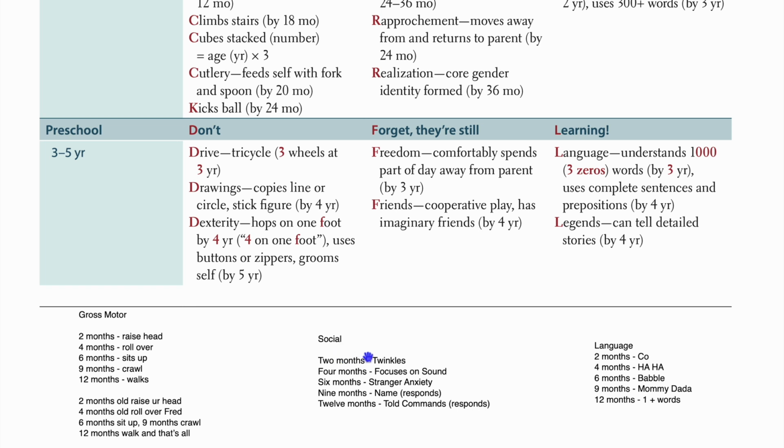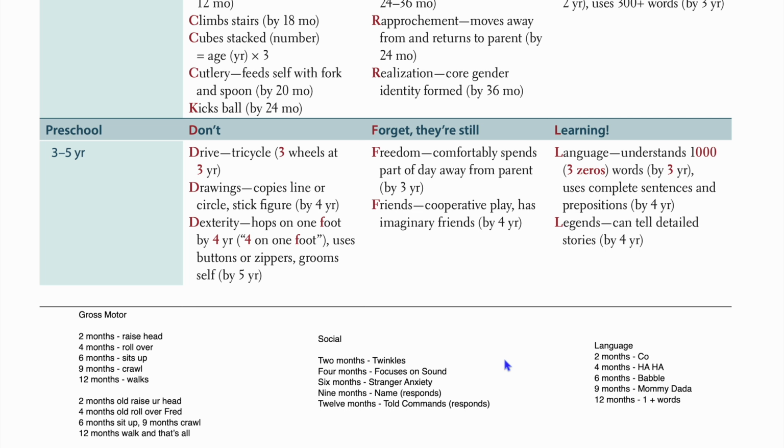In social, it's 2 months, 4 months, 6 months, 9 months, 12 months again. Here, the first letter of these months for social represents the letter of the word. So at 2 months it twinkles, at 4 months it focuses on sound. At 6 months, S is for stranger anxiety. At 9 months, N for name, and at 12 months, told command and it responds. So at 9 months, when they call out their name, they respond to it. They'll look over or something. And at 12 months, when they're told to sit down or stand up or come here, they'll listen to it.